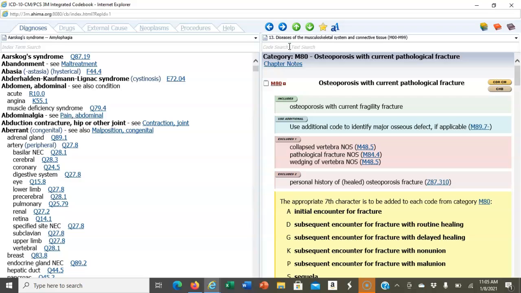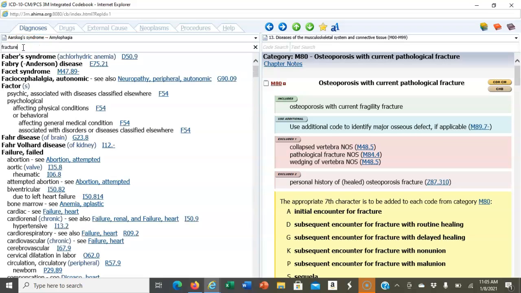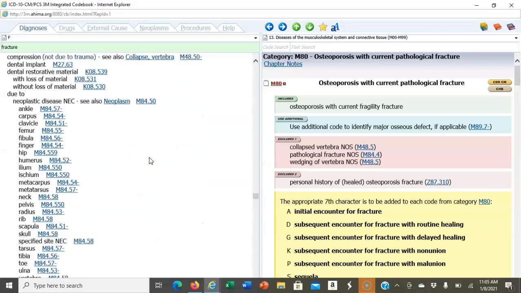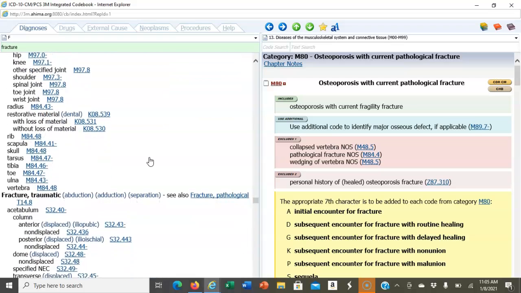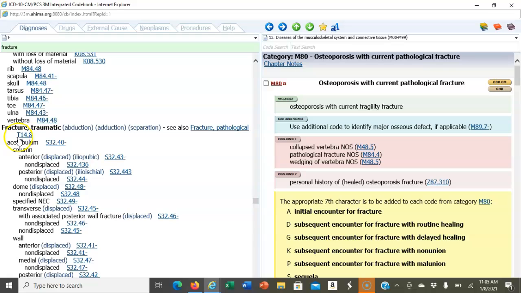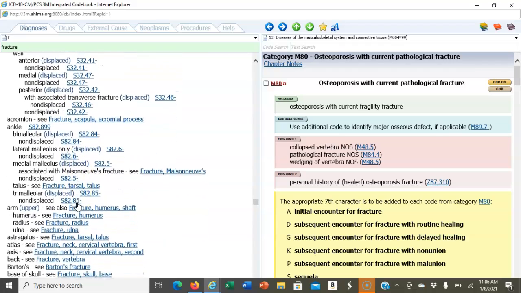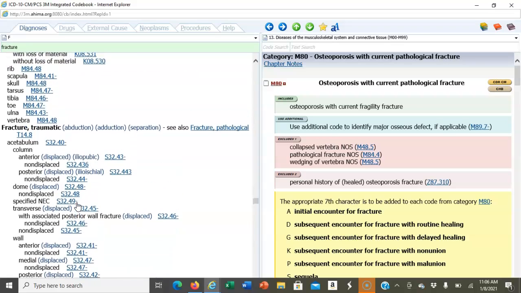You'll notice that when we were looking through this chapter, we did not see the traumatic fracture codes. So if we go to fracture, look at fracture non-traumatic, M codes, meaning they're in Chapter 13. Fracture pathological, M codes, meaning they're in Chapter 13. But if we go to fracture traumatic, they are in Chapter 19. They are S codes. They are not in Chapter 13. So you need to be very aware of that. For instance, if someone dislocates their shoulder, that is going to come from Chapter 19. That's an acute injury. But if a patient has a pathological, hold on.